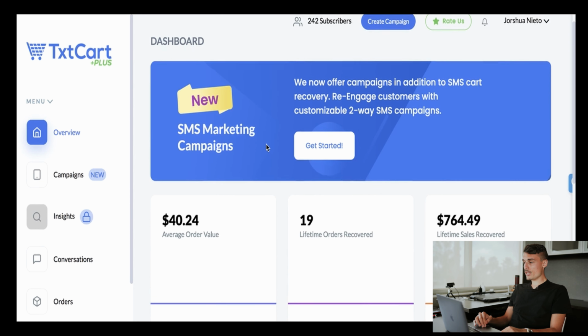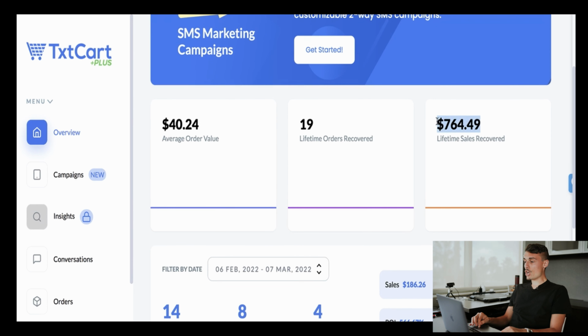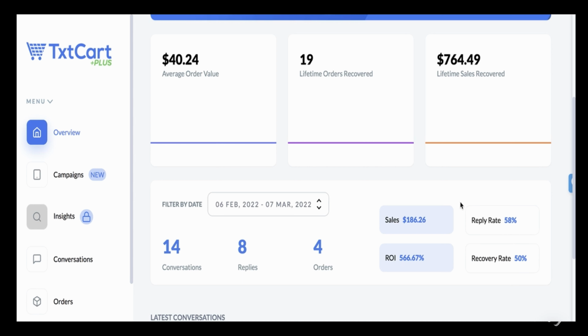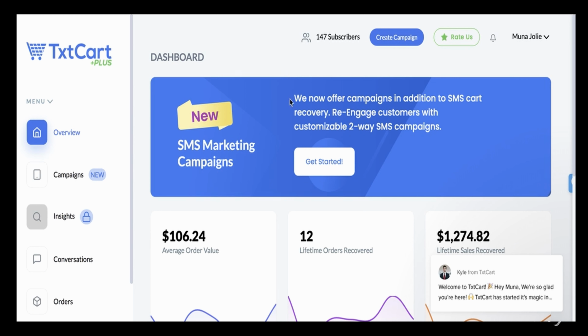Here's another client we recently added this for. $764 lifetime recovered. Last 30 days, $180 something. This obviously is a very new store. We're starting to ramp up data with them, but a 50% recovery rate. Even for stores just starting out, having that 50% recovery rate allows you to start profiting on your ad spend. It allows you to start accumulating more data for your Facebook pixel and scaling out your actual business.